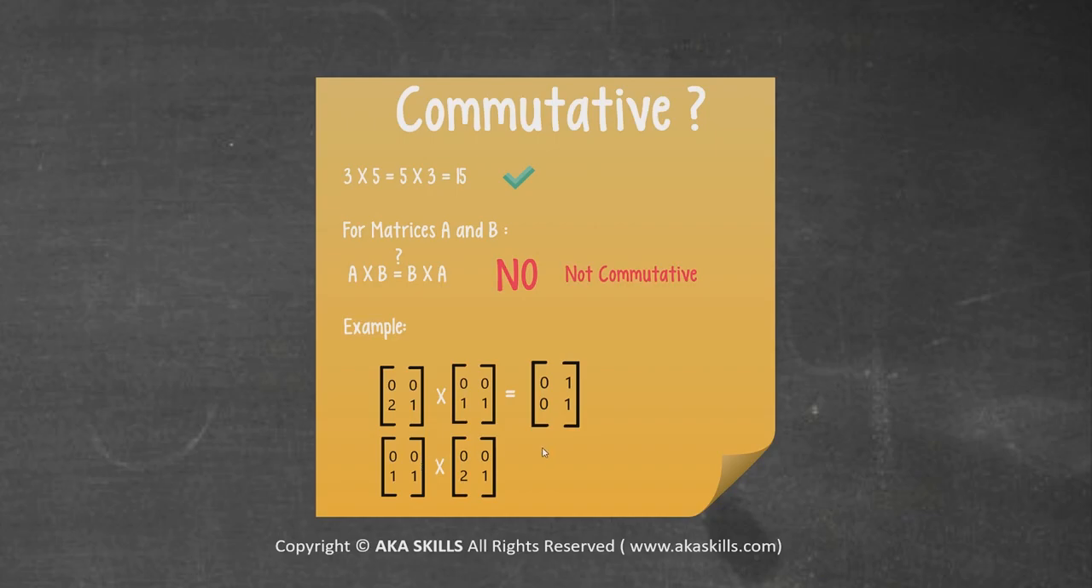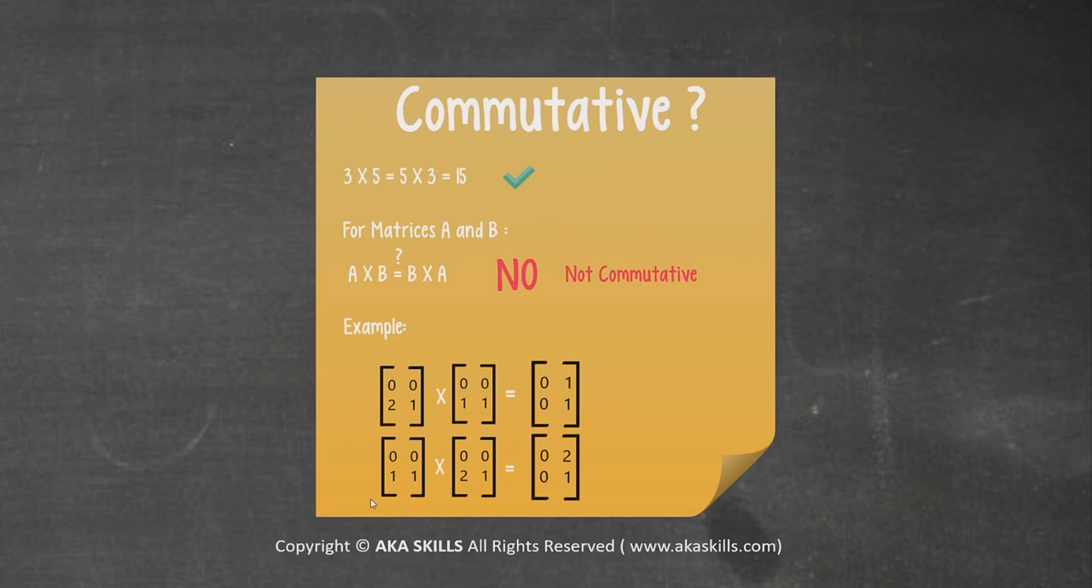And here, in the second situation where we changed the places, we took this matrix and put it here, and we took this matrix and put it here. We have this result: 0 multiplied by 0 plus 0 multiplied by 2, that equals 0. Now 0 multiplied by 0 plus 0 multiplied by 1, that's 0. And 1 multiplied by 0, that's 0. And 1 plus 1 multiplied by 2, that's 2.